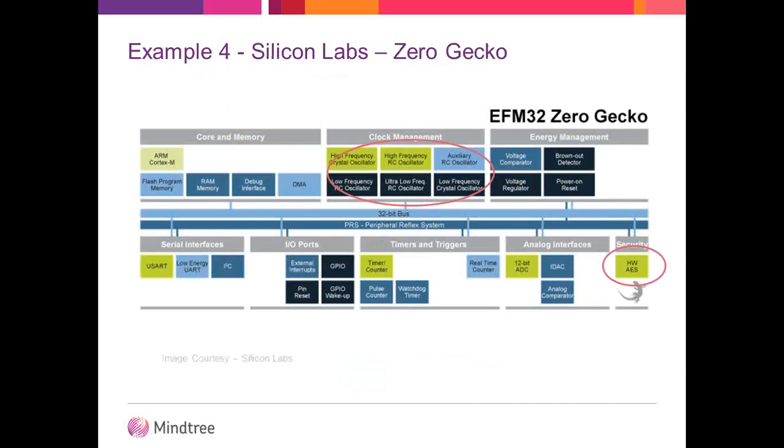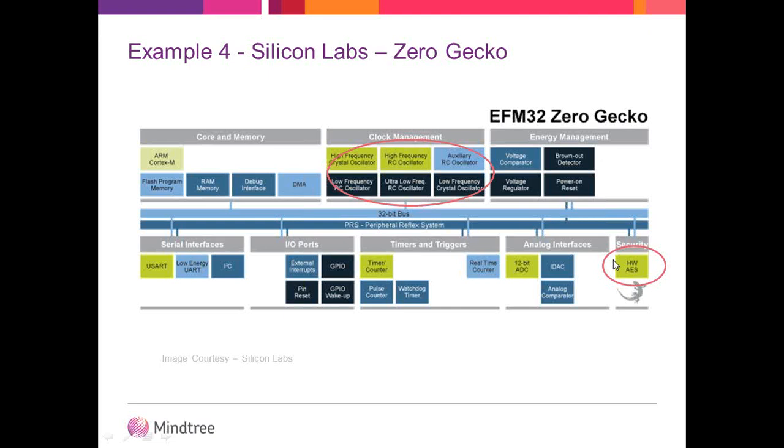Let's take a look at a different company, Silicon Labs, and look at how their chip looks. From a basic storage and compute power standpoint, it's got all the basic elements that you typically have. But if you look at their clock management, they've brought in a bunch of oscillators, low power oscillators and RC oscillators, to address a lot of the low power requirements. And a lot of their energy management units are also there to enable it more towards very low power use cases.